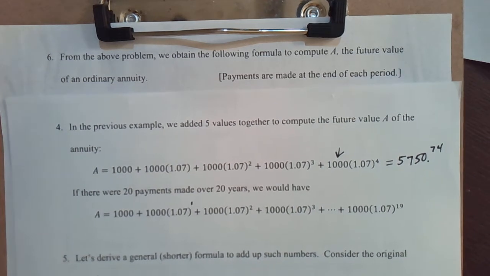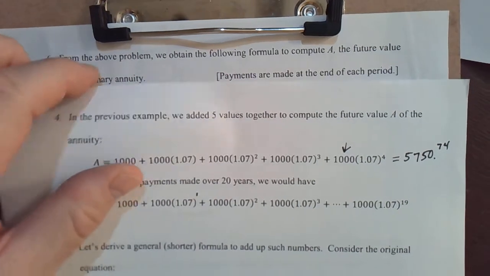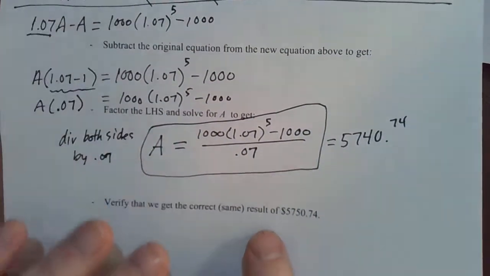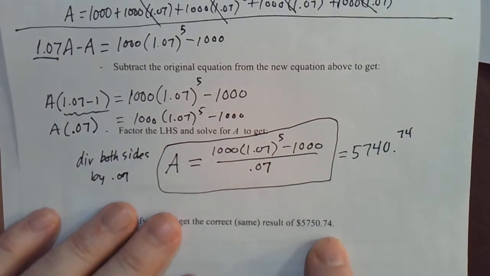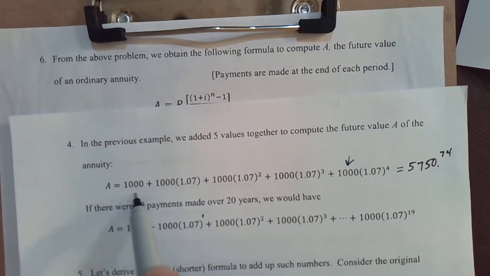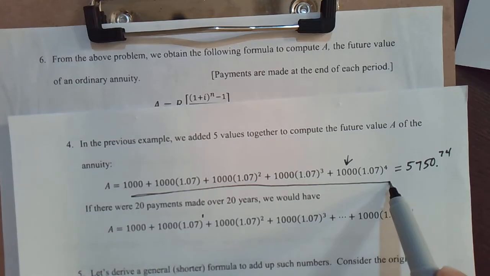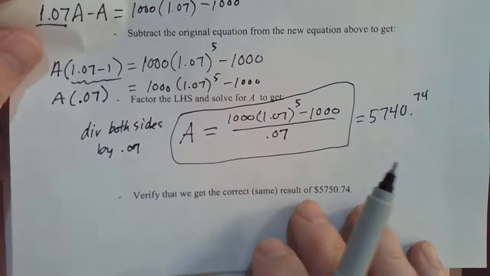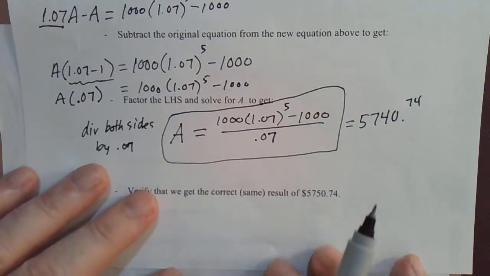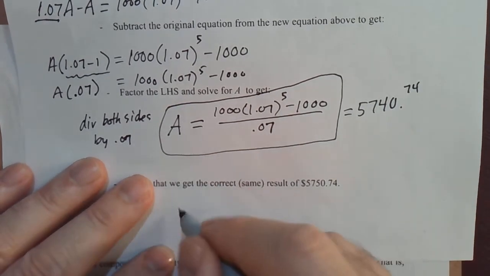Well, before we look at the general formula for computing the future value of an annuity, let's go back for just a second to the previous video, when we came up with a formula for adding up these 5 terms. And the formula looked like this. I'm going to take that one more step because it'll look more like the general formula.